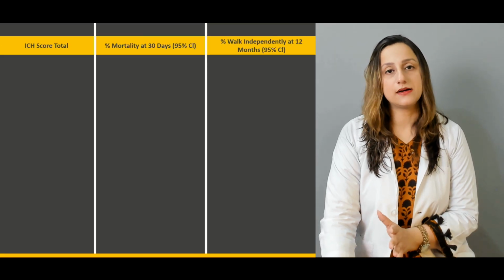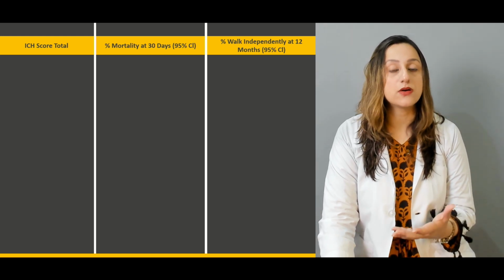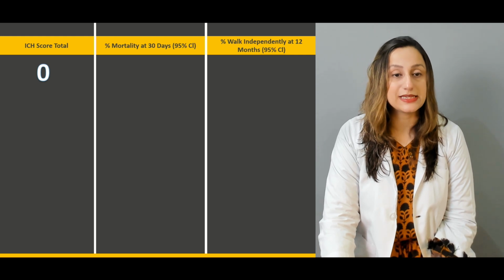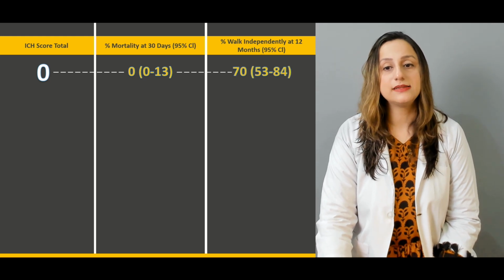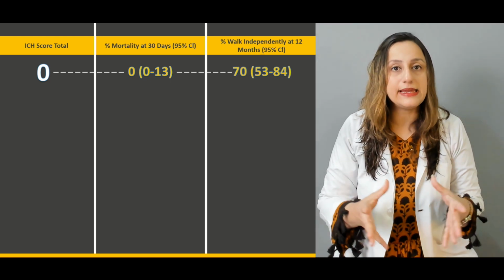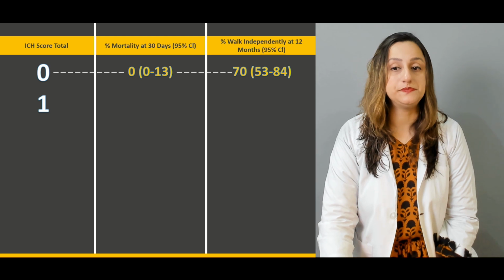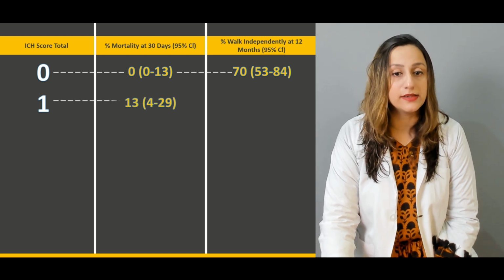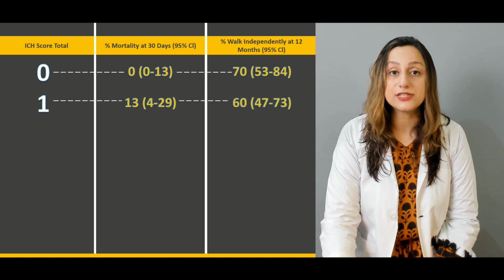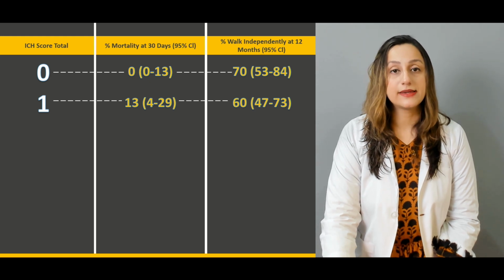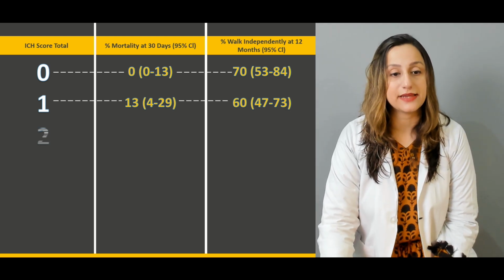Now, how does it affect the management, and how does it affect the outcomes of such intracranial hemorrhage patients? If the score is a 0, the mortality rate at 30 days is 0, and the patient is going to walk independently at 12 months. The chances for that are almost 70%. If the score is 1, then the mortality would be 13%, and the chances to get the patient mobile in a period of 1 year is almost 60%.